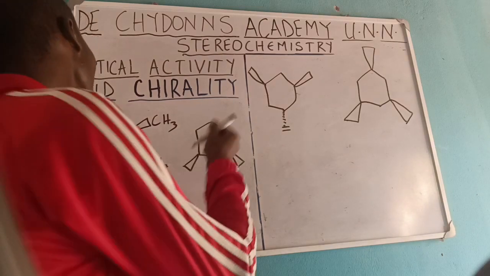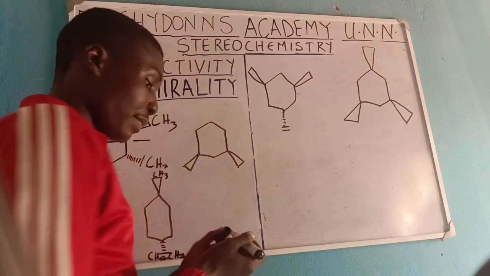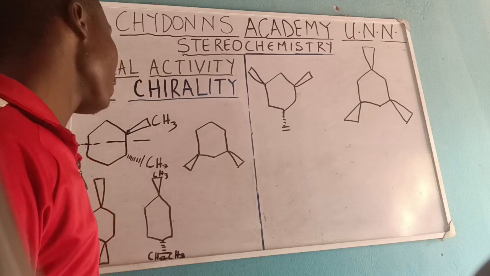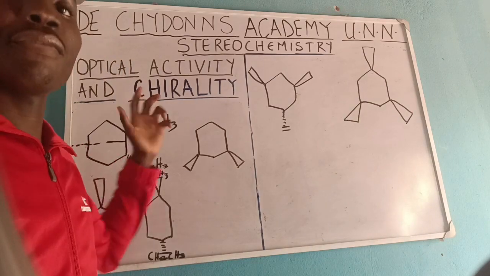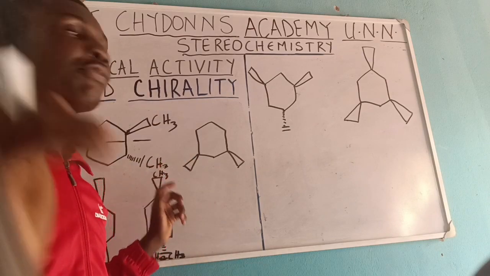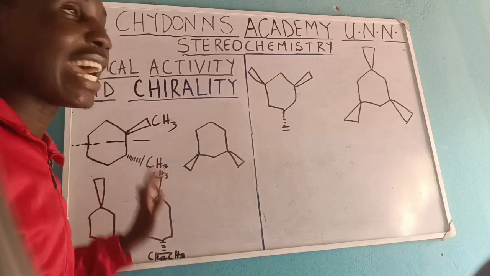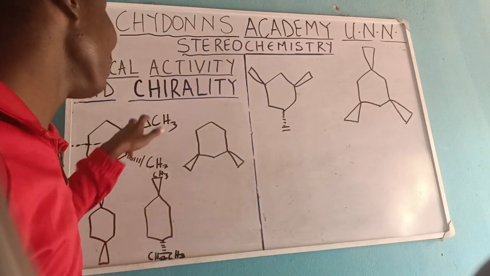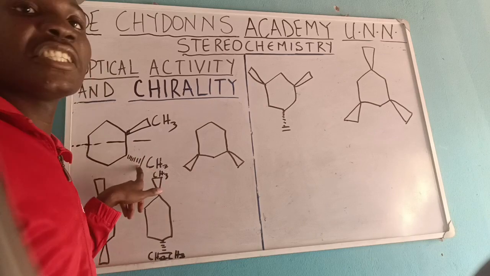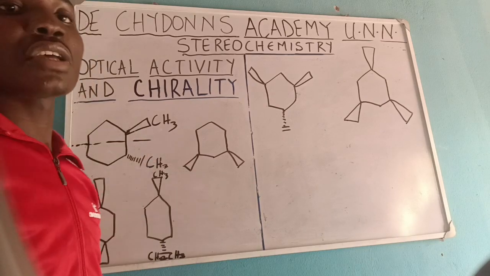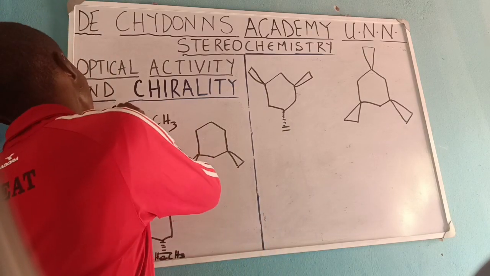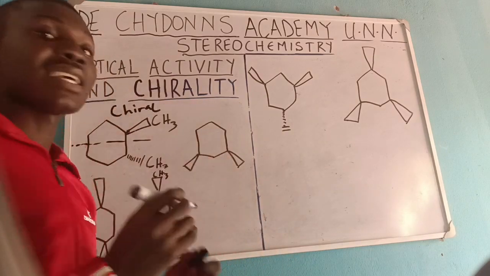Now, can we call this a plane of symmetry? We cannot call this a plane of symmetry. The reason is because this one is going forward outside, this one is going backwards, so they are not mirror images of each other. What you're having here and what you're having here are not mirror images of each other because of the distinctiveness in the bond. Assuming this bond here happens to be a wedge bond, it means that you can have them as mirror images. So this does not have a plane of symmetry, and by implication, it is a chiral compound.